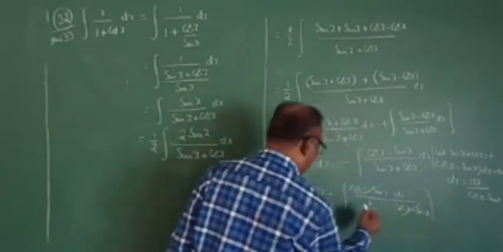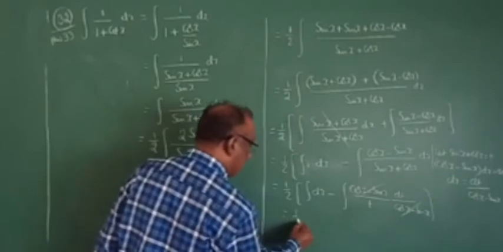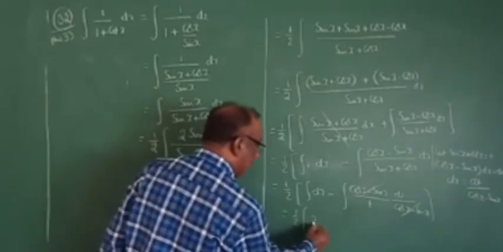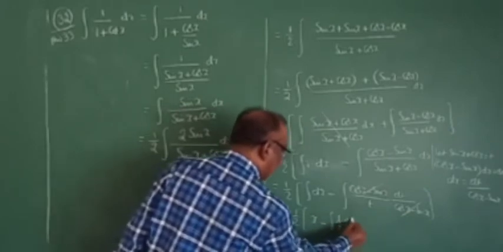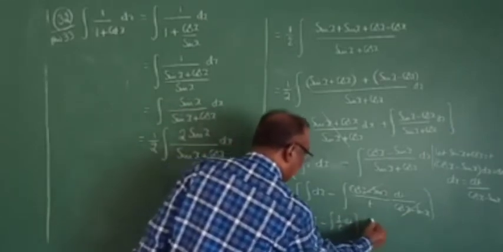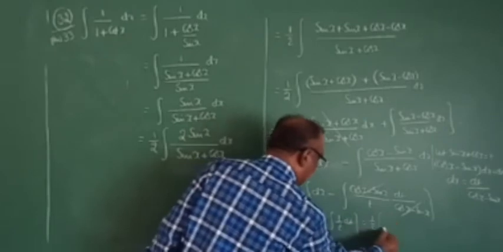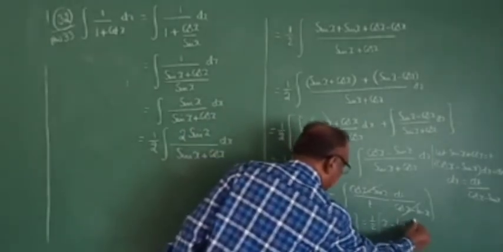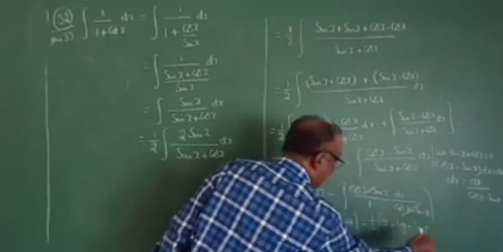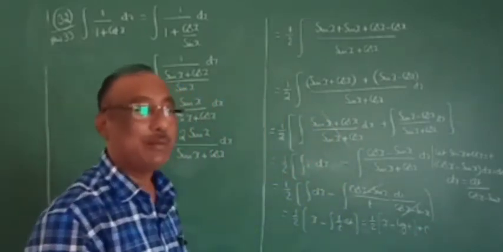Then it will become a half times the bracket: x minus the integral of 1 by t into dt. That is equal to 1 by 2 bracket x minus the integration of 1 by t, which is log t, plus c, the integral constant. That is the problem.